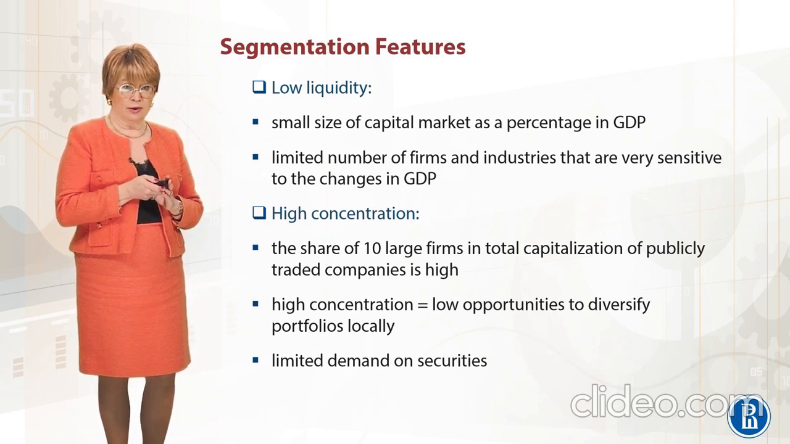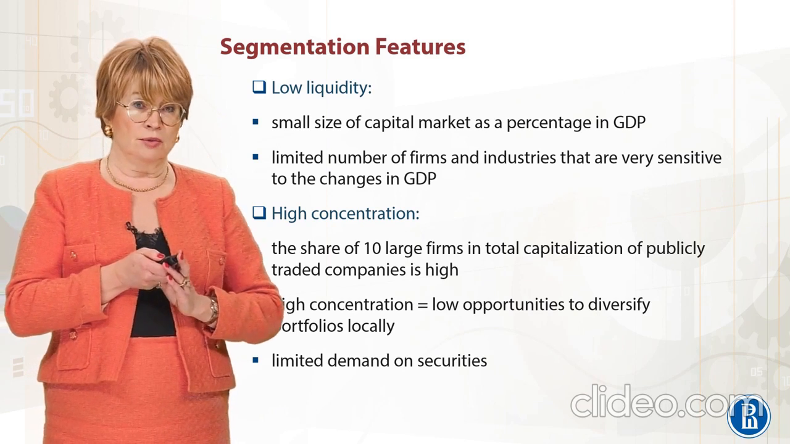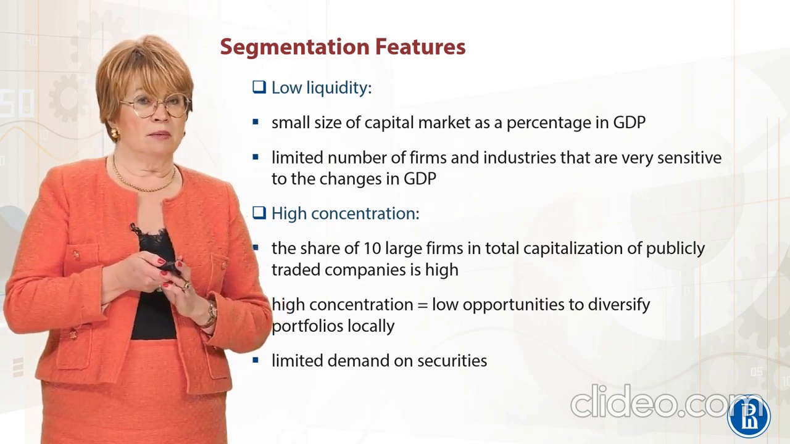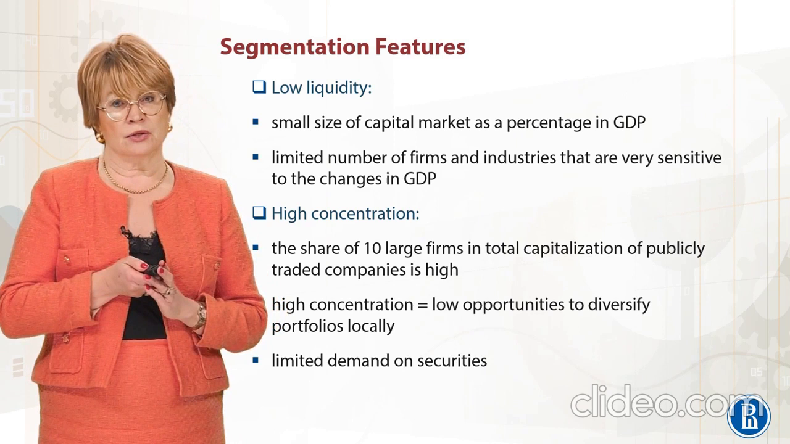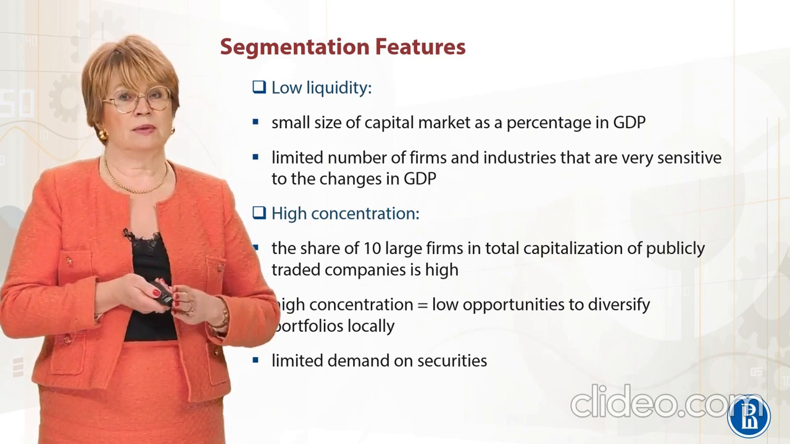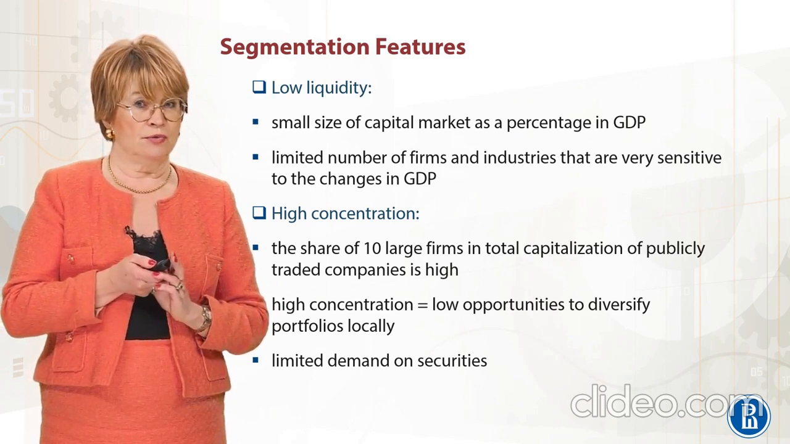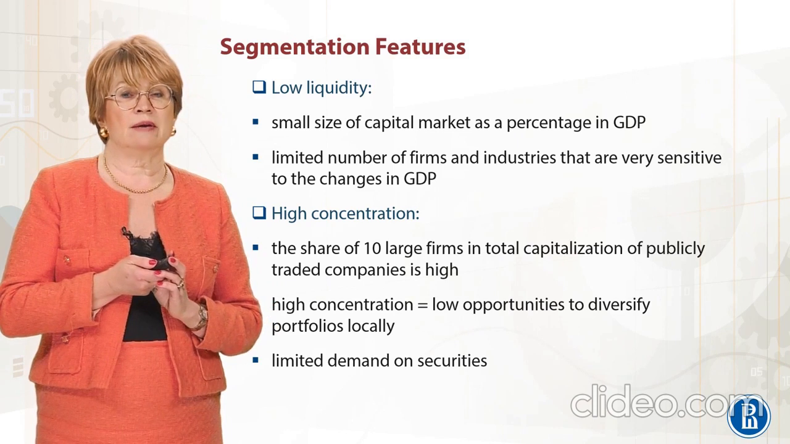The second set of arguments is related to the high level of concentration, which means that among the owners of many large companies, especially among the first 10 large firms in terms of their market capitalization, the proportion of concentrated owners is really very high.